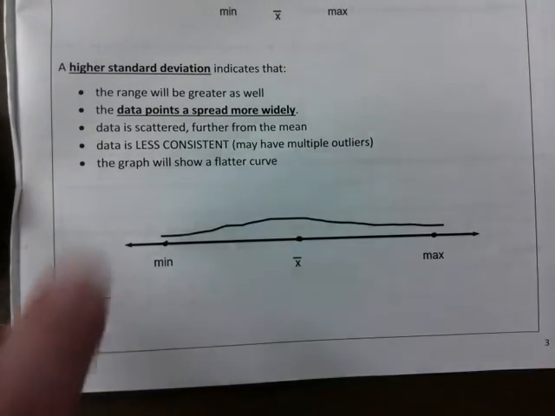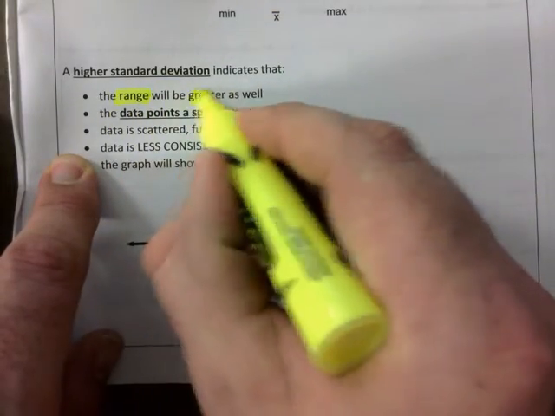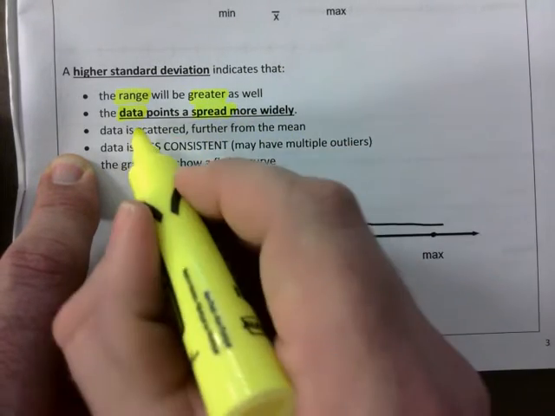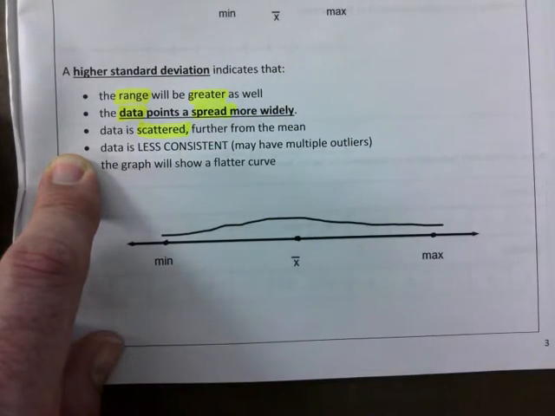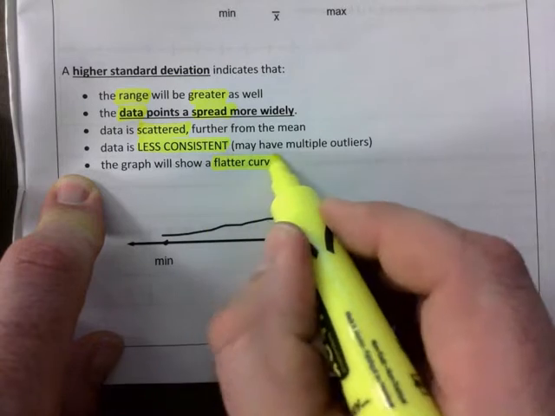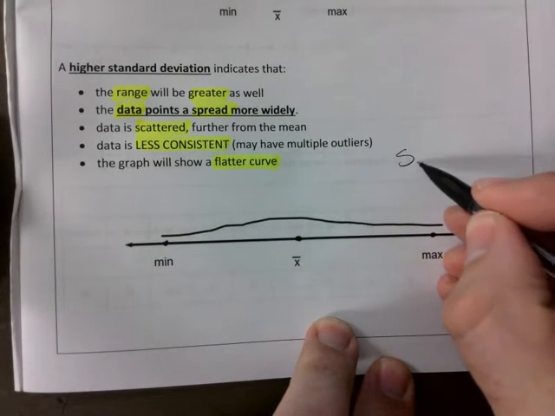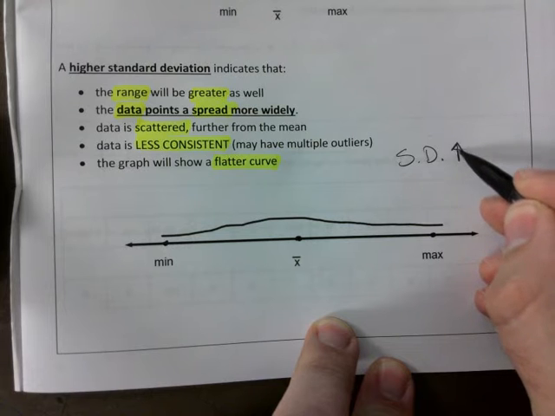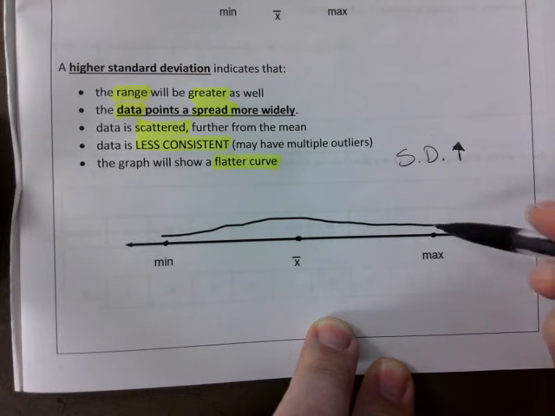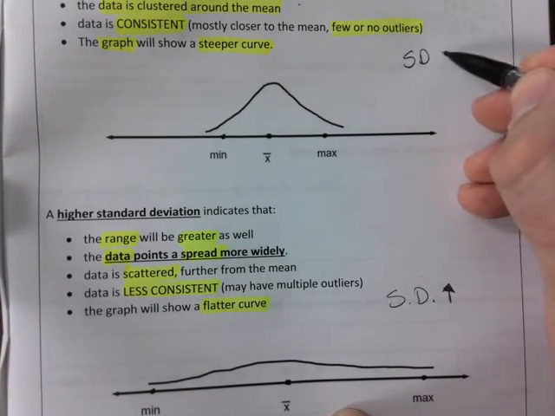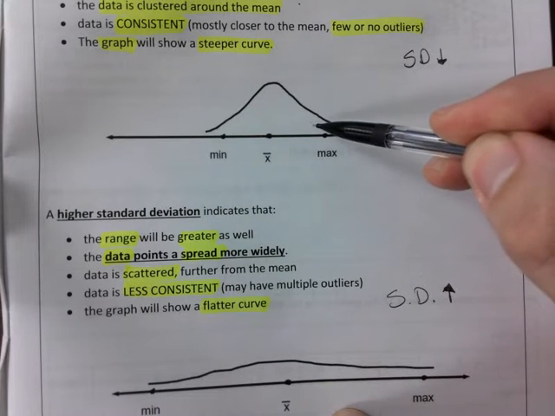A higher standard deviation, you have the range that's greater. Data is spread, data is also scattered. You can say the same thing. It's less consistent. And it will be a flatter curve. How about we just do that here? If the SD is greater, then this happens. And at the top, we're going to go here. If the standard deviation is decreased, then this happens.